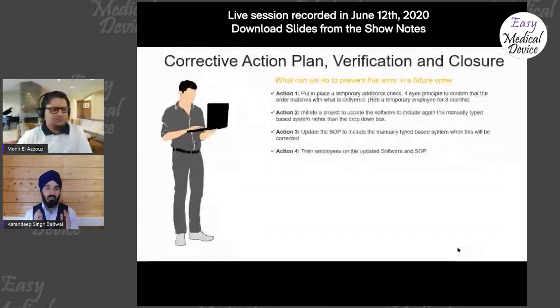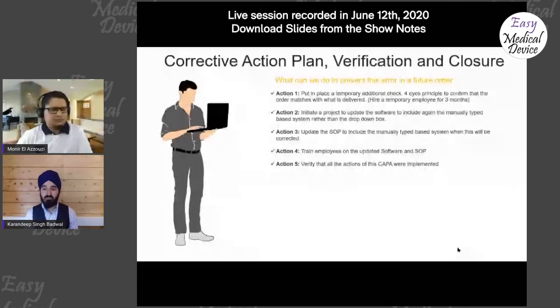Number 4, this is the most important one. We need to train the employees. We can't just put a new SOP out and a new piece of software and say, guys, go for it. We need to update it. We need to make sure everybody understands, because important people learn from their mistakes. We're not going to penalize that employee for actually making this mistake. He's highlighted a problem to us and we're fixing it for them. So this is not a disciplinary action.